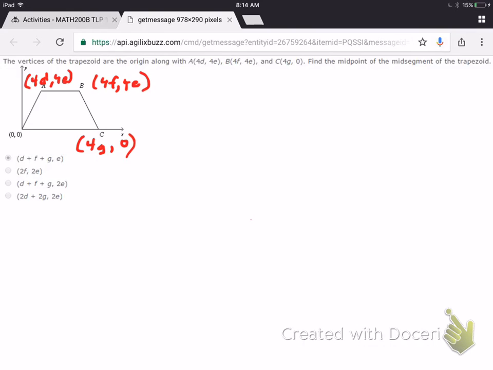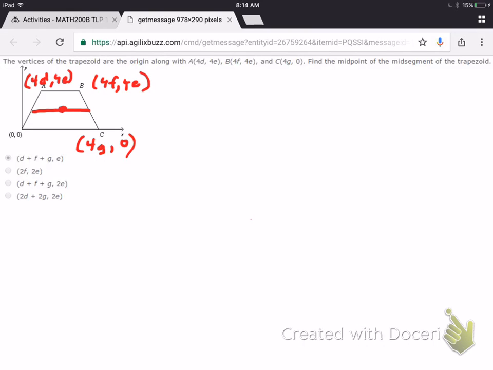Alright, the midsegment of the trapezoid is halfway up the height, so we're looking for right in the center, the midpoint of the midsegment. There's some difficult ways to do this. I think the easiest way is that what we're trying to find here is the center of this trapezoid. And the center of the trapezoid, the midpoint of the midsegment, is going to actually be the average of the coordinates of the 4 points.